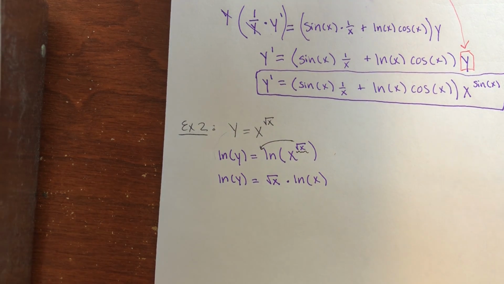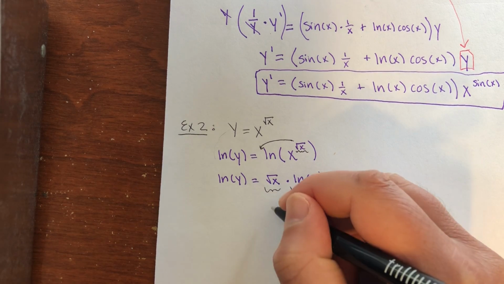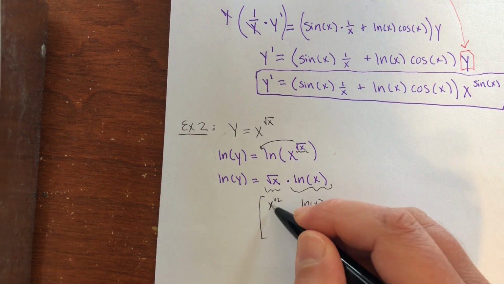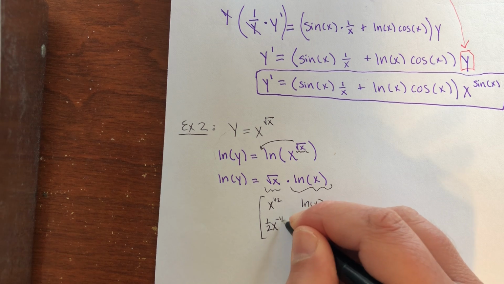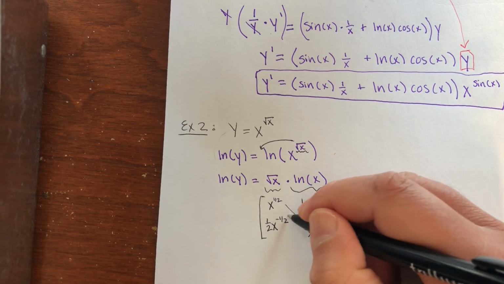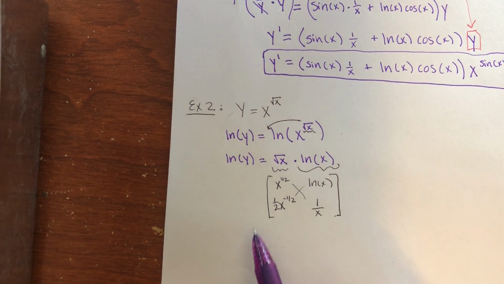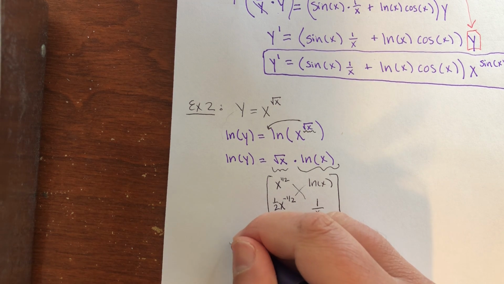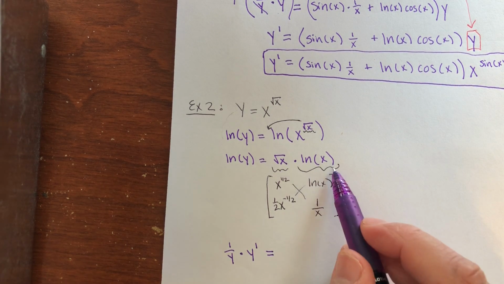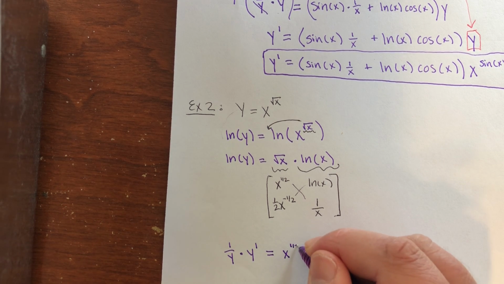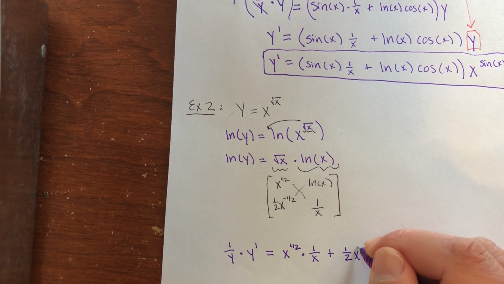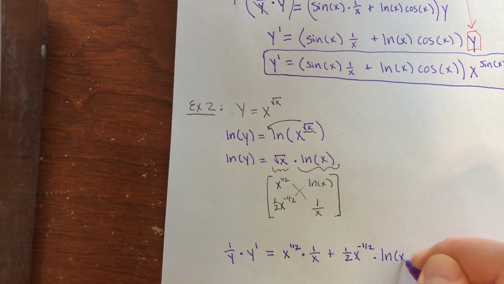And on the right-hand side, of course, I'm going to have to use the product rule, my two functions being square root of x, or x to the 1/2 power, and then ln of x. So the derivative of x to the 1/2 is 1/2 x to the negative 1/2, and the derivative of ln of x is 1 over x. So this is what I'll use for my product rule. And by implicit differentiation, I get the derivative of ln of y is 1 over y times y prime. On the right-hand side, the derivative of square root of x ln of x is going to be x to the 1/2 times 1 over x plus 1/2 x to the negative 1/2 times ln of x.